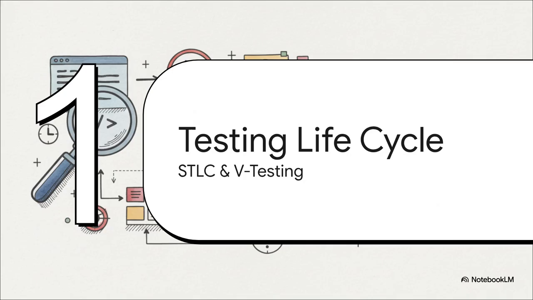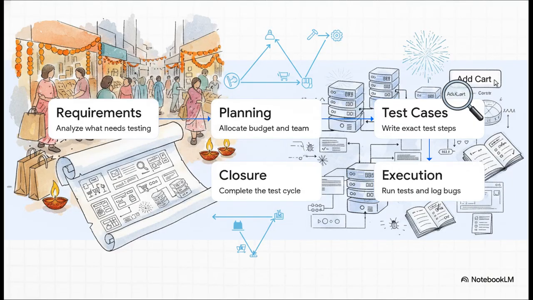Moving on to Section 3, the testing life cycle, specifically SDLC and the V testing life cycle. Professional teams don't just randomly tap buttons to see what breaks. They follow a highly structured process called the SDLC. Think about planning exactly how to test a massive e-commerce app right before a huge Diwali sale.